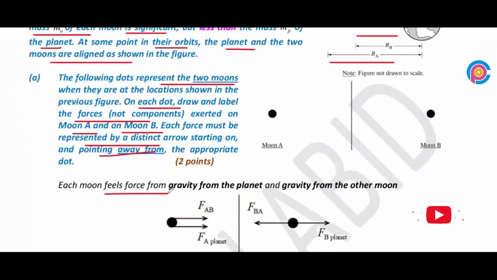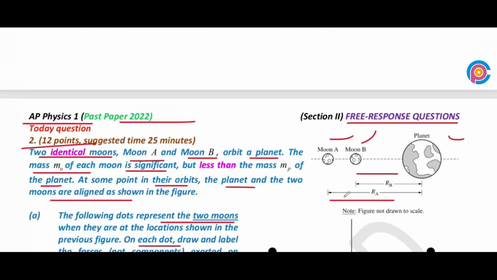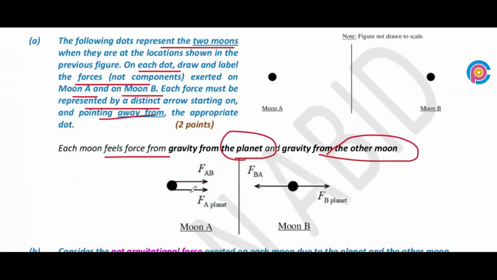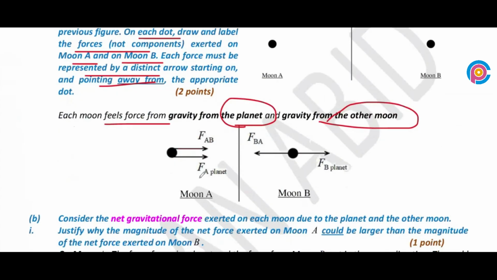Each moon feels the force of gravity from the planet and the other moon. So there are two objects around, and they both are exerting a force of gravity on each moon. If we see moon A, moon B is also exerting a force on moon A, and the planet is also exerting a force on moon A. So I have marked the arrowheads, both from the planet to moon A and from moon B to moon A.